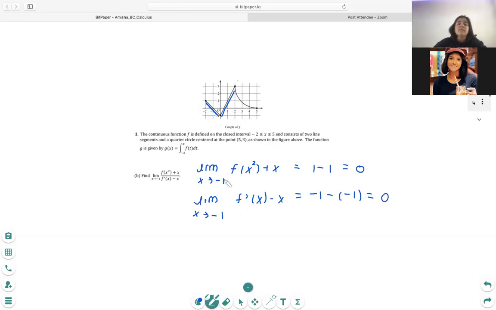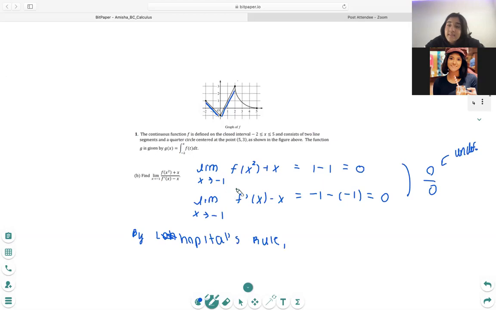So if we put this together, we get 0 over 0, which is a special case. It's undefined. So in this case, what we would do is we'd say by L'Hopital's rule, we take the derivative of the numerator and the denominator. We can say limit as x approaches -1.